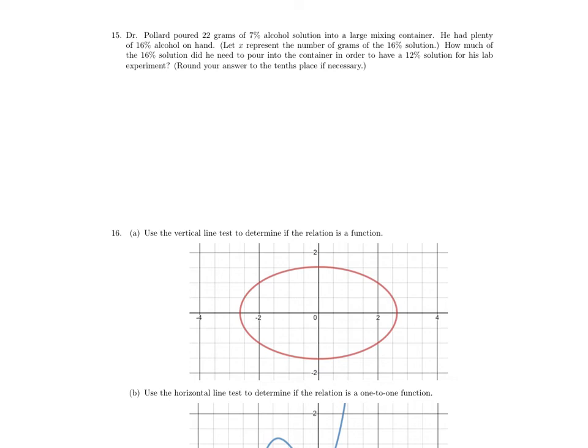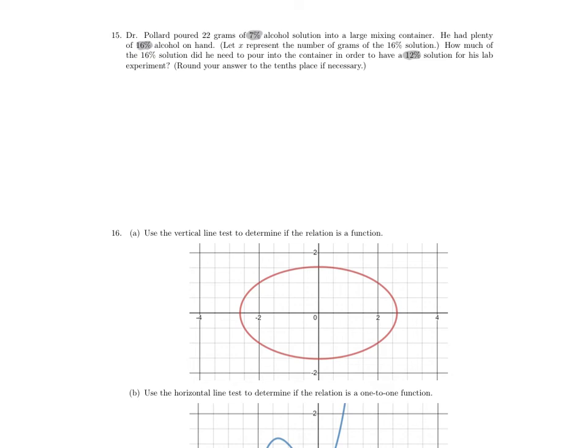To figure this one out, I would highly recommend organizing your information. It doesn't have to be a chart. It can just be together. So here's how I would do it. You have 22 grams of 7% alcohol. So the first thing I'm going to look at is all the different percentages of alcohol we're talking about. We've got a 7% solution, a 16% solution, and then a 12% solution.